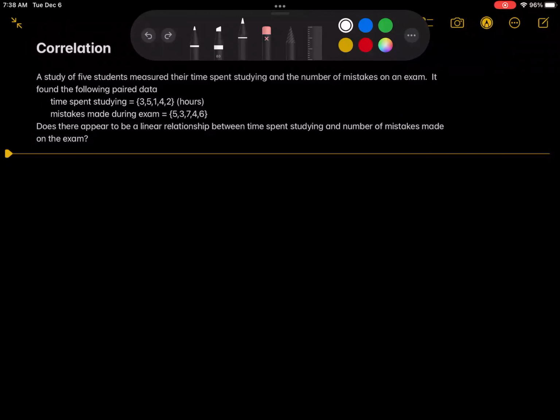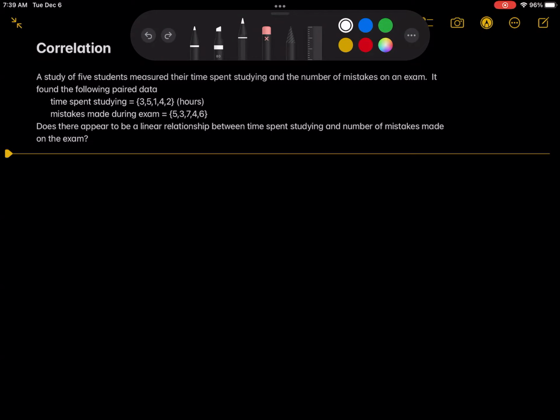A study of 5 students measured their time spent studying and the number of mistakes made on an exam. It found the following paired data. So for time spent studying, if a student studied 3 hours, their mistakes made during the exam would be 5. If they spent 5 hours studying, they made 3 mistakes. If they spent 1 hour studying, they made 7 mistakes, and so on. So we have 5 data points there, or rather 5 pairs of data points.